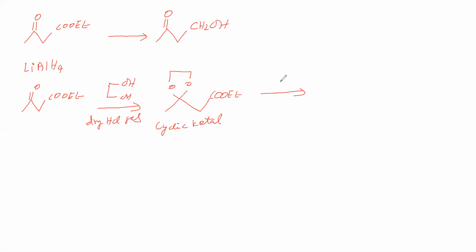Now we are adding the reducing agent lithium aluminum hydride, and the solvent is ether. What happens is this ester undergoes reduction, but this acetal is not undergoing reduction. Ester on reduction gives what? The CO part becomes CH2OH. That is how reduction is possible. Ethanol will be formed.